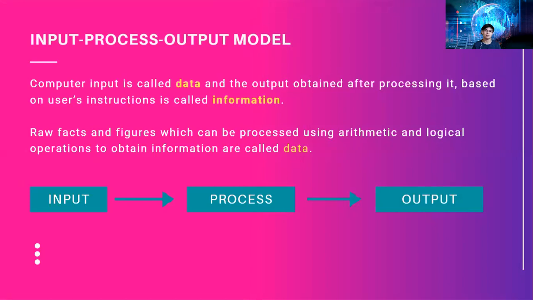Let us say, for example, I click on Google Chrome. You provided an input to your computer, and then Chrome is opened, and then you search in it, and it will give you the information. It's just a basic description of the input-process-output model. Raw facts and figures that can be processed using arithmetic and logical operations to obtain information are also called data. As you can see, it's very easy: a user gives an input, it is processed, and then it gives you an output. That is the simple model of a computer.